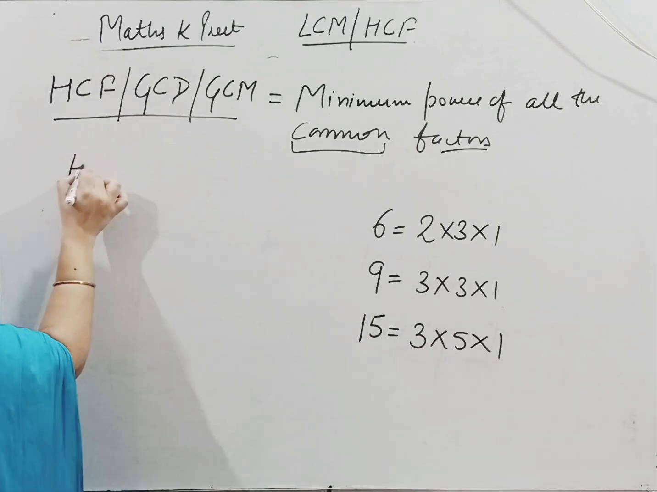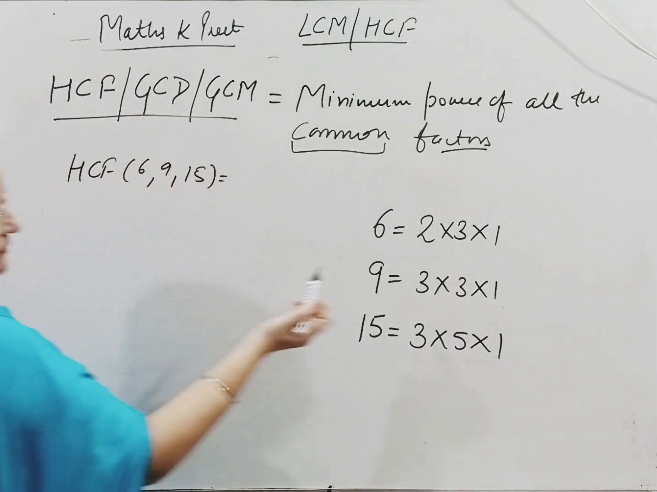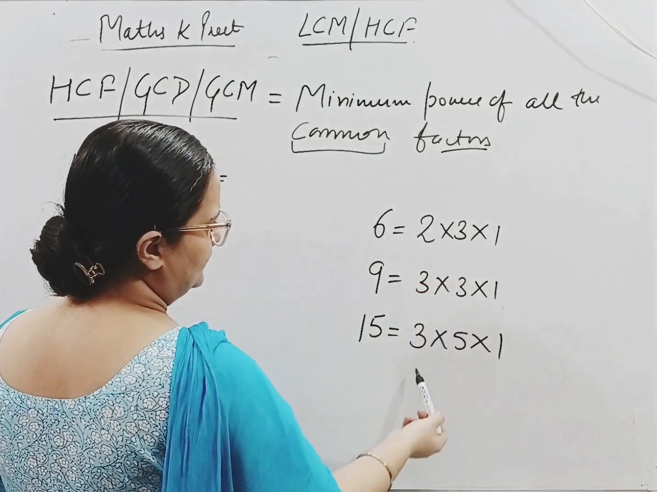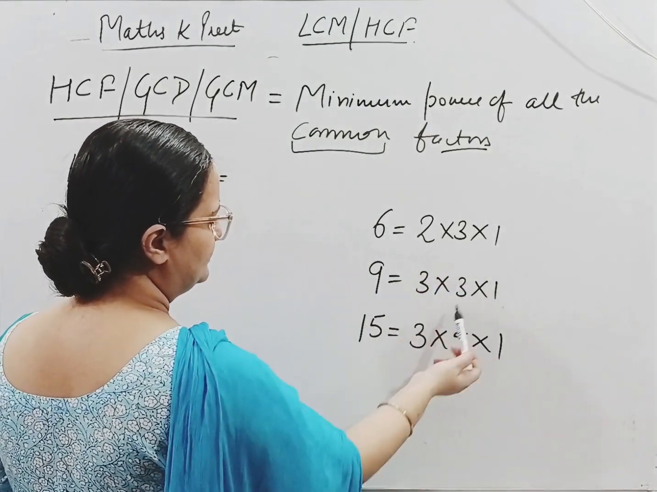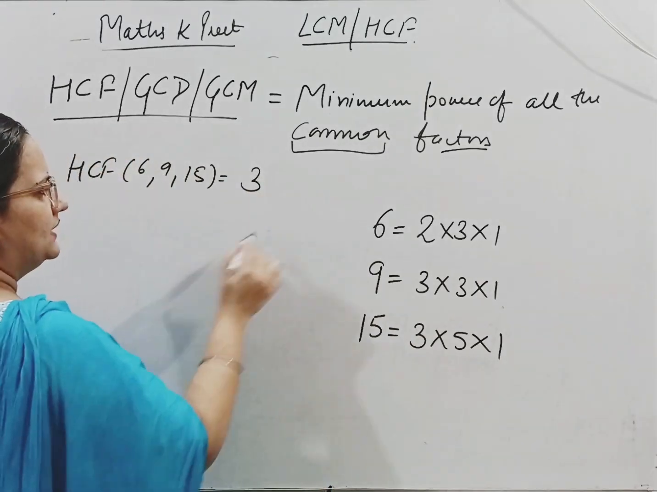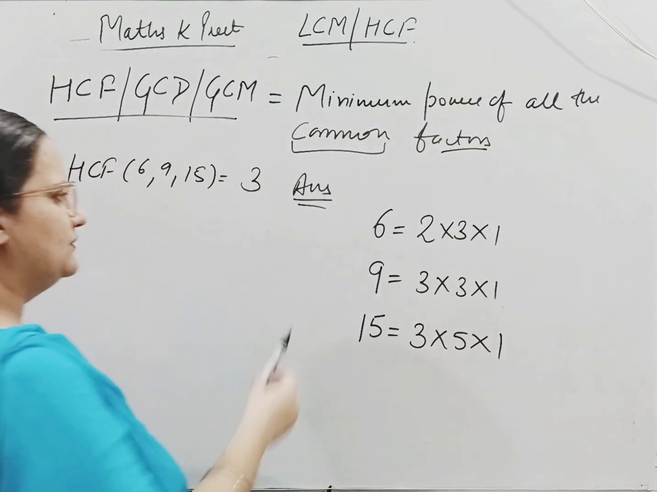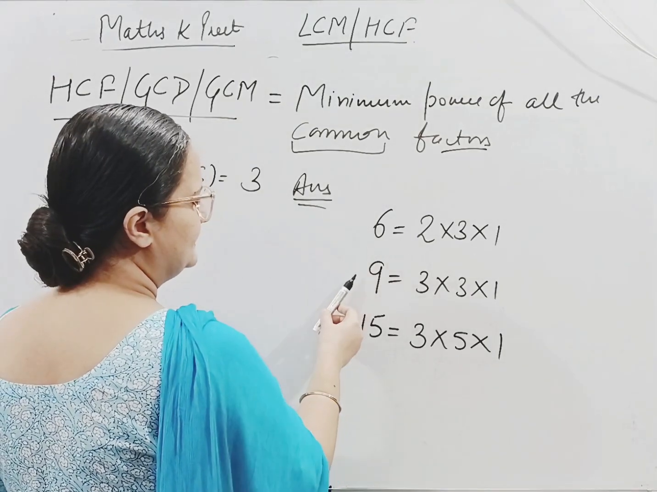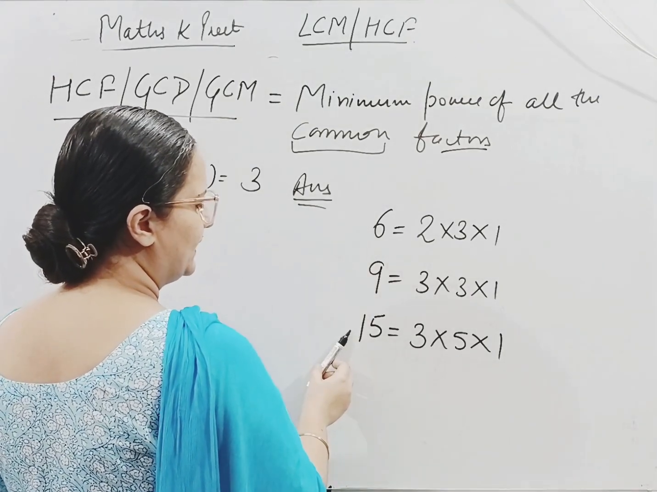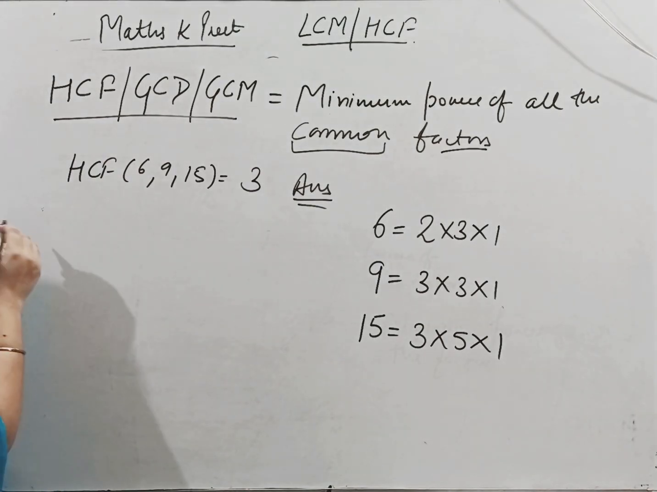So calculate the HCF of 6, 9 and 15. Here the common factor is what? In all three, the common factor is 3, and the minimum power of 3 is what? 1. So 3 is the answer for HCF of 6, 9 and 15. Why? 3 is dividing 6 exactly, 3 is dividing 9 exactly, 3 is dividing 15 exactly. So this is my answer for this HCF.